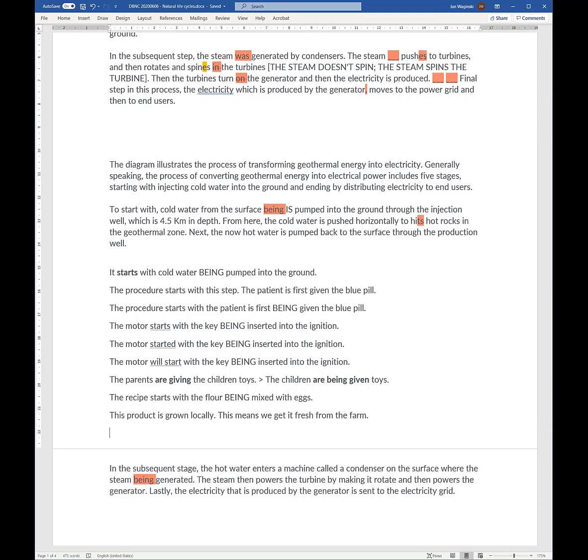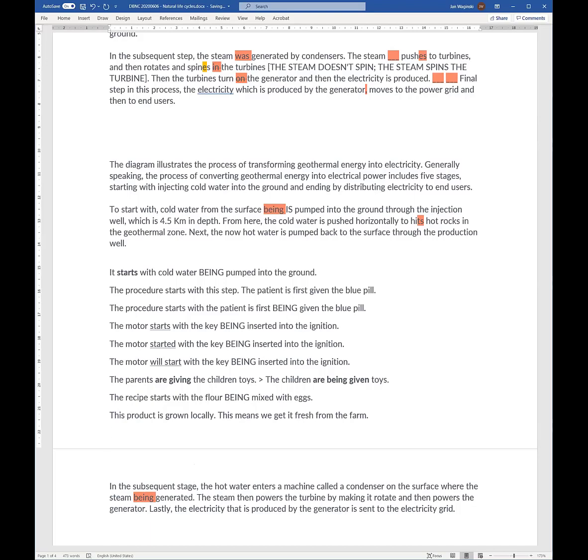This product is being grown locally. So is grown, what's this verb tense called? Present passive? Simple. Right, it's present simple passive voice.